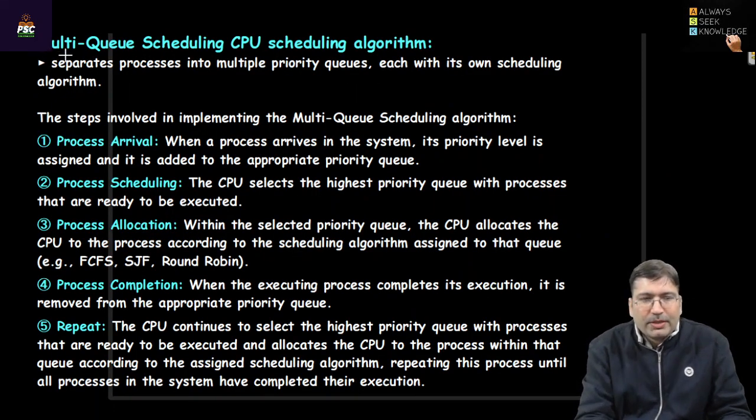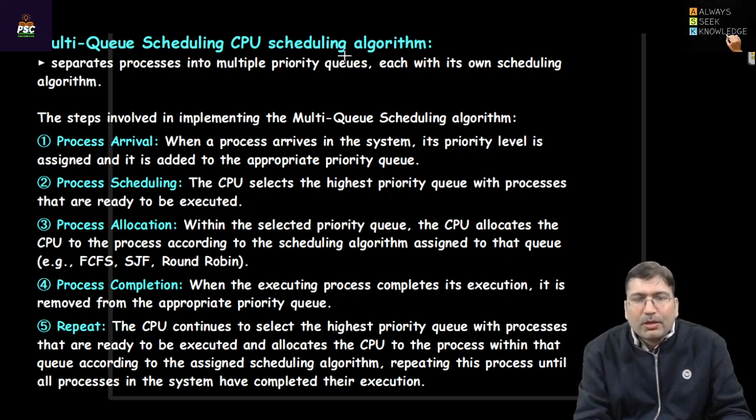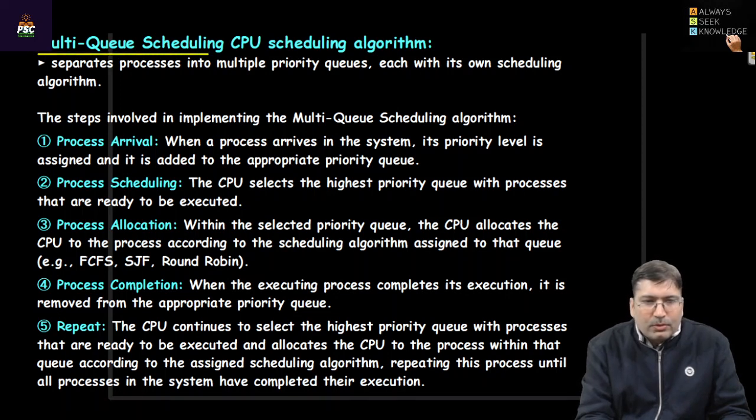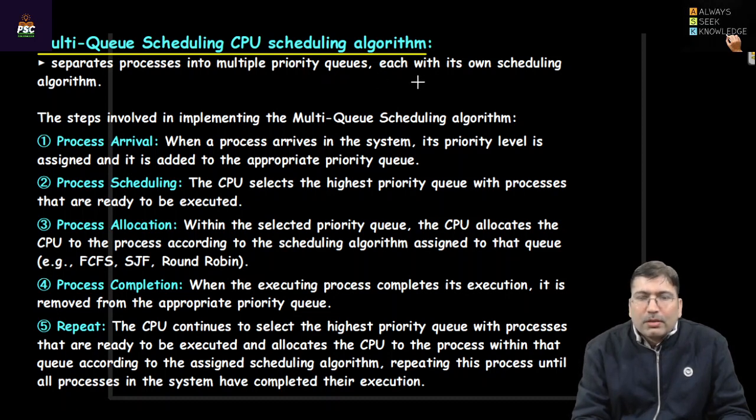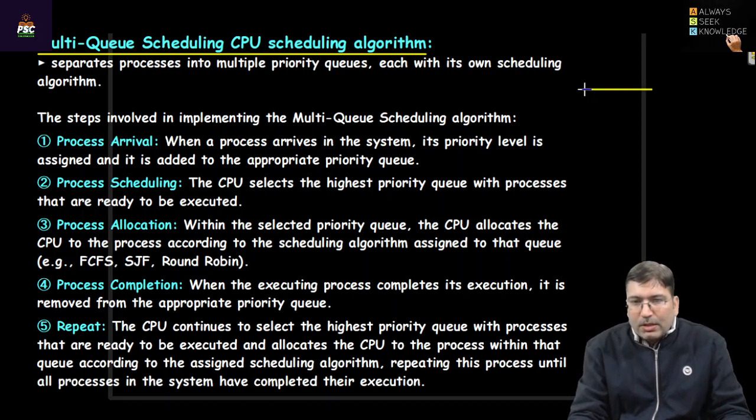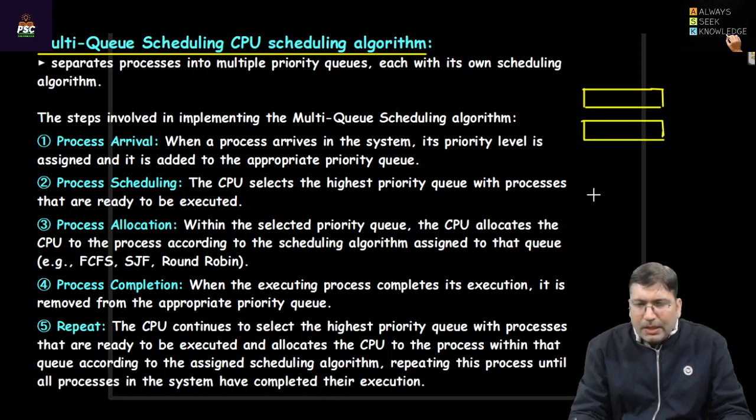The next CPU scheduling algorithm is multi-level queue scheduling. As I have already told you, multi-level CPU scheduling separates the processes into multiple priority queues, each with its own scheduling algorithm. So there are different levels of queues, and every queue may incorporate a different scheduling algorithm, right? There can be different scheduling algorithms and a number of levels of queues.